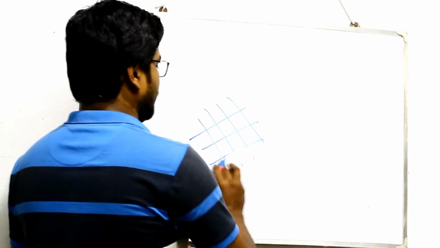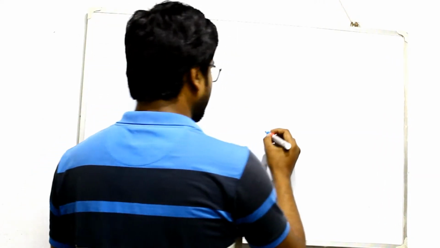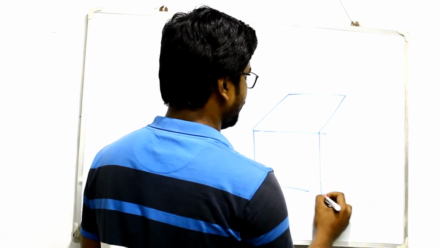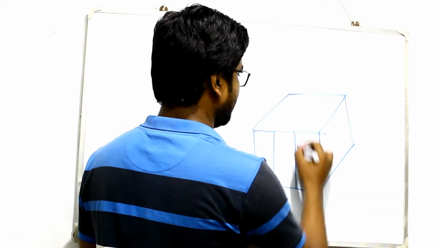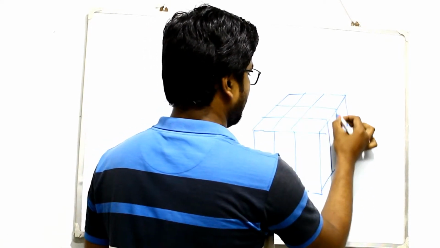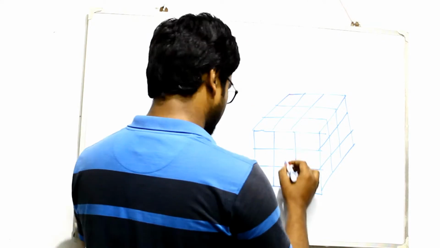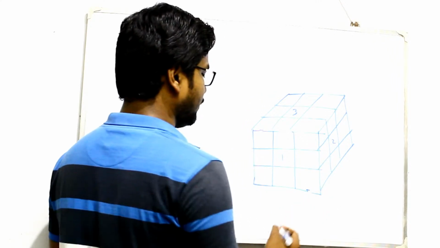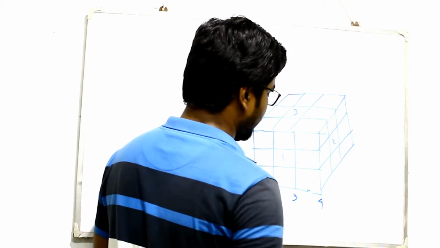Now in a Rubik's cube there are basically four different planes. Suppose this is a Rubik's cube. There are basically three different axes. This is axis 1, this is axis 2, and this is axis 3, and there are basically four different planes. First plane, this is the second plane, this is the third plane, and this is the fourth plane.